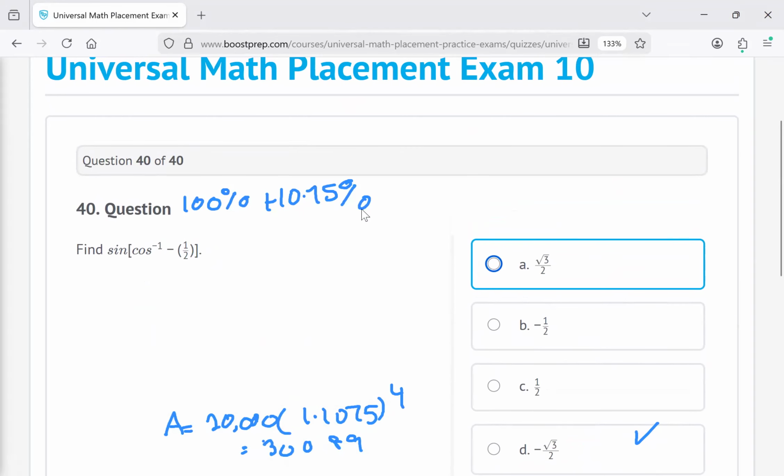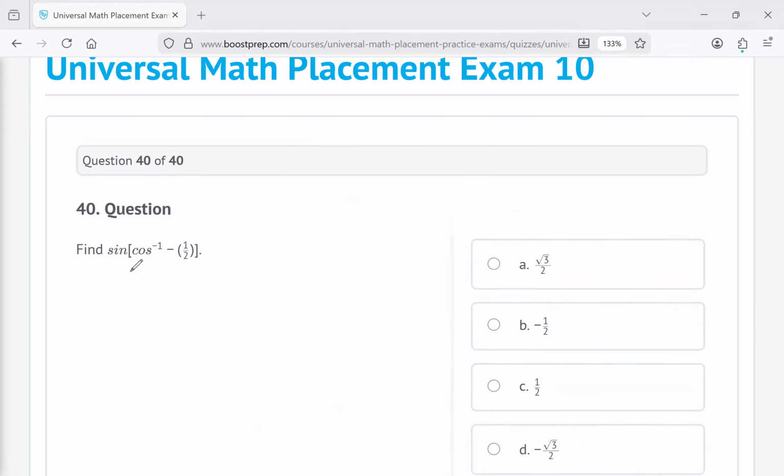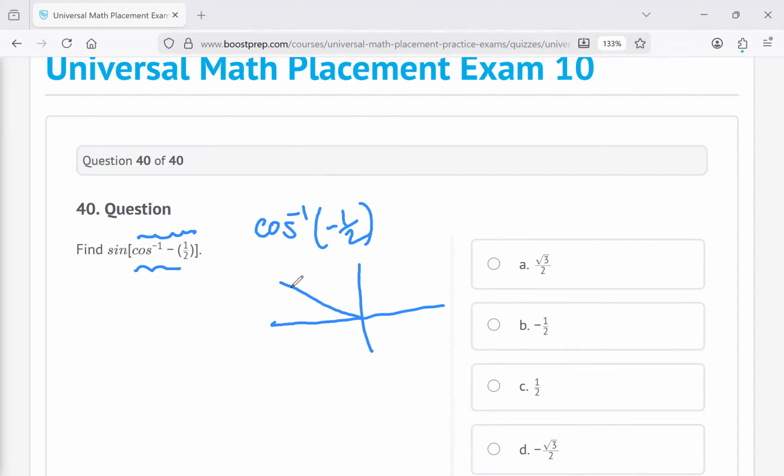Okay, last one, and the last one is a trig problem. So we have sine of the cosine inverse of -1/2. So what I would do is always start with the inner and then make your way out. So let's figure out what is the cosine inverse of -1/2. What they're saying is what angle in radians gives you a cosine of -1/2. I think that is going to be right here.